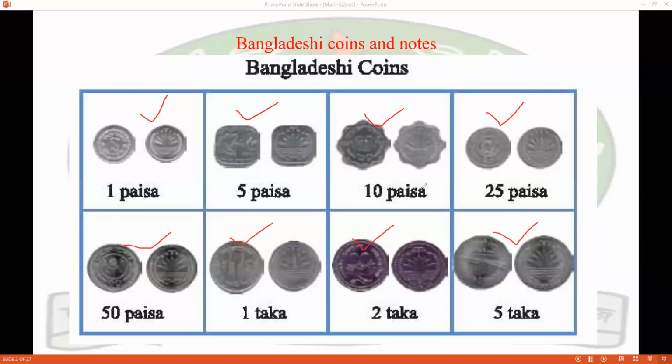8 types of coin are seen in Bangladesh. The highest coin is 5 taka, the lowest coin is 1 paisa. I know that you have already seen the 25 paisa, 50 paisa, 1 taka, 2 taka, and 5 taka. The 1 paisa, 5 paisa, and 10 paisa are not available today, but they existed in Bangladesh. So this is the paisa coin.